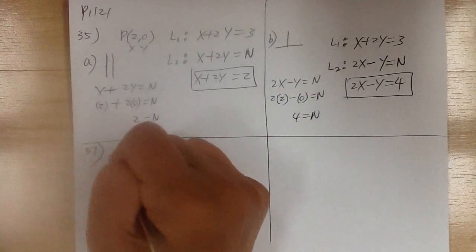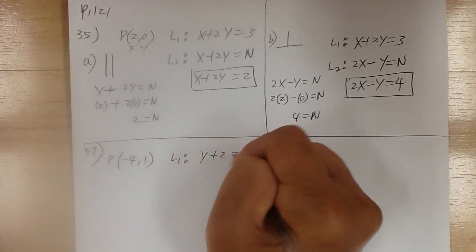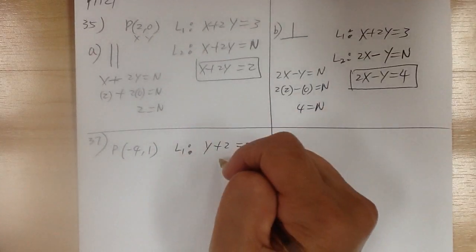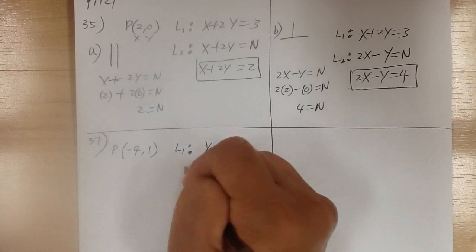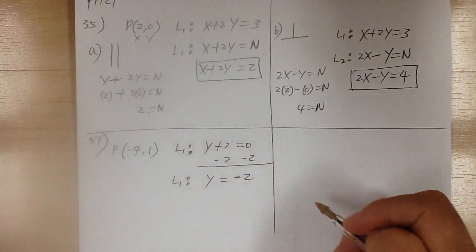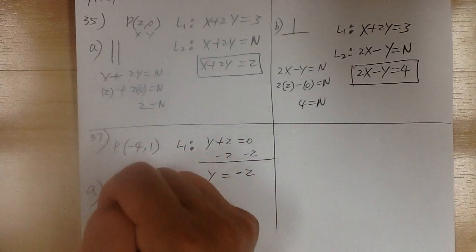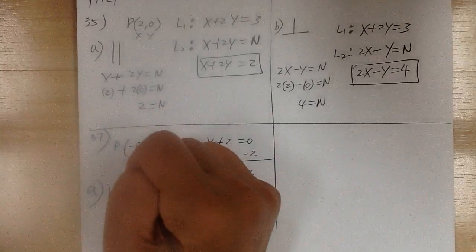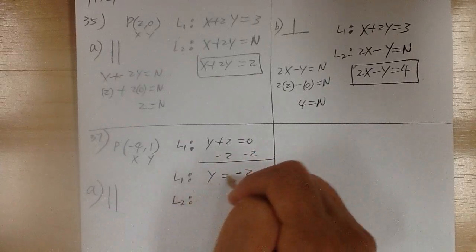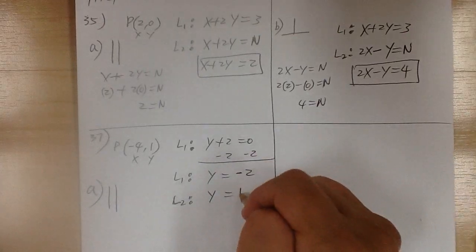So the point is (negative 4, 1), and line 1 is y plus 2 equal to 0. Now notice there's no x, but that's okay. If there's no x, you can solve already. So minus 2 on both sides, and L1 is going to be y equal to negative 2. Now you have to recognize that this is a horizontal line. So for part A, it's a parallel line. Since it's a parallel line, L2 is going to have exactly the same format. It's going to be y equal to a number.